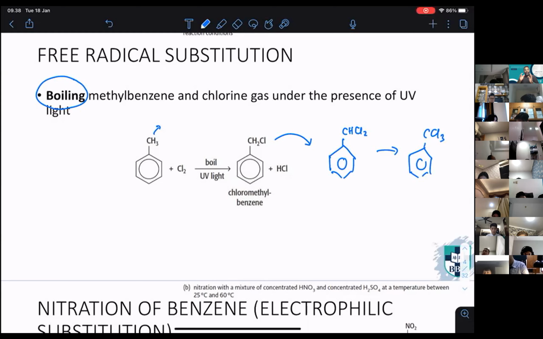But do remember the Cl will not enter directly over here onto the ring, because there is no halogen carrier. So please remember that. That's free radical substitution.